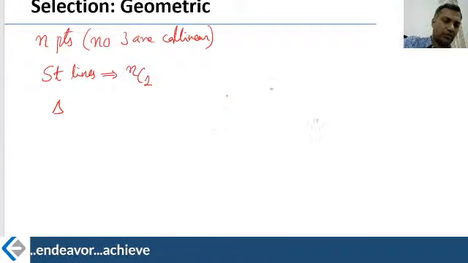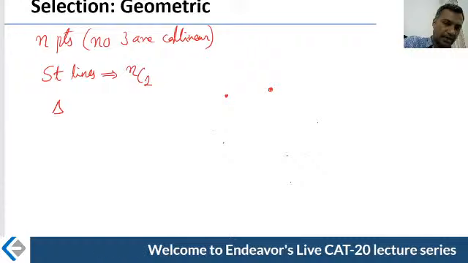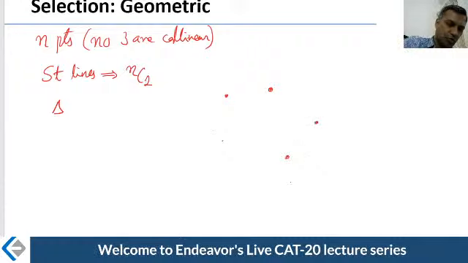Let's assume these are my 5 points. I've drawn 5 points on the plane. Let me highlight them, otherwise you'll not be able to see where I put those points. Assume these are the 5 points on the plane where no 3 are collinear. Fair enough.